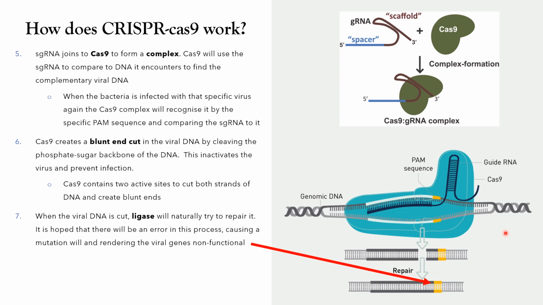When the viral DNA is cut, ligase, as we've learnt about, will naturally try to repair it. So it will naturally try to repair like this. However, we hope that during this process, ligase will make an error, and this will cause a mutation in the sequence of DNA, and therefore the viral genes are non-functional, so they won't work. So we're hoping that as the DNA is cut and ligase repairs it, an error will occur.